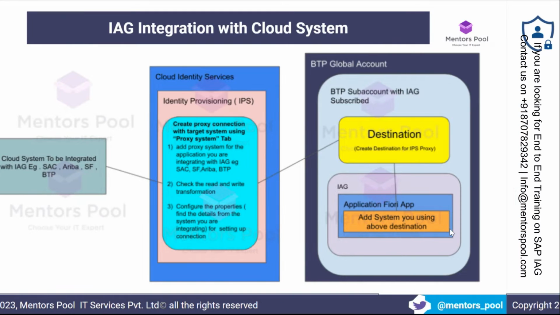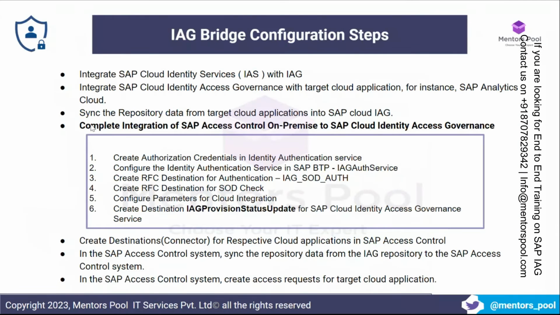Okay, the next step is to complete the integration of SAP Access Control to SAP Cloud IAG. So it involves these three things we already have done, and this is what we have not done. So we'll see each and every part of this and try to understand what it is trying to say, why it is done, and what the use of this is. We'll see and understand. So let's go into the diagram.